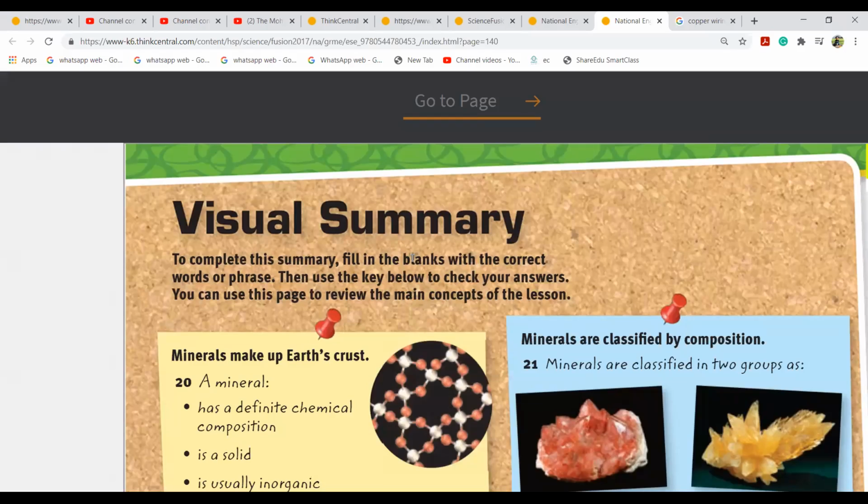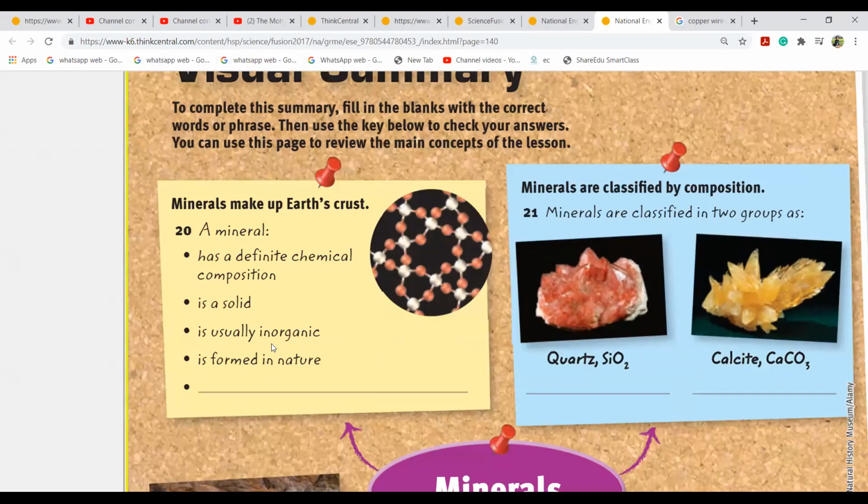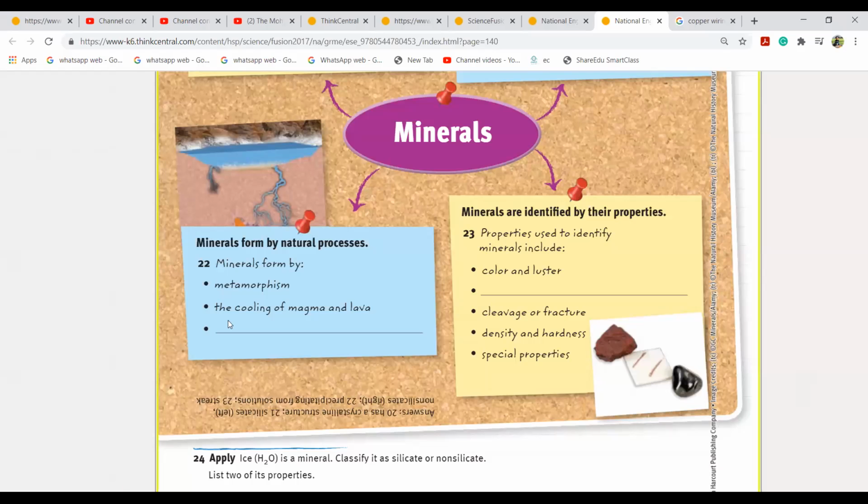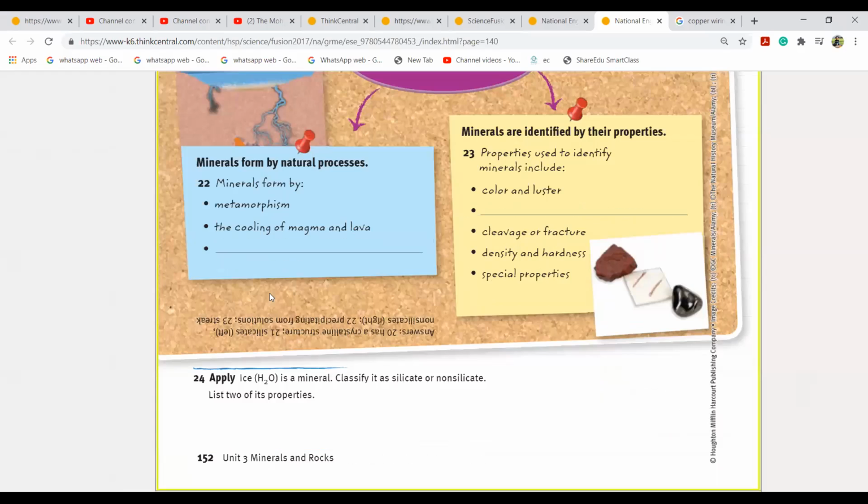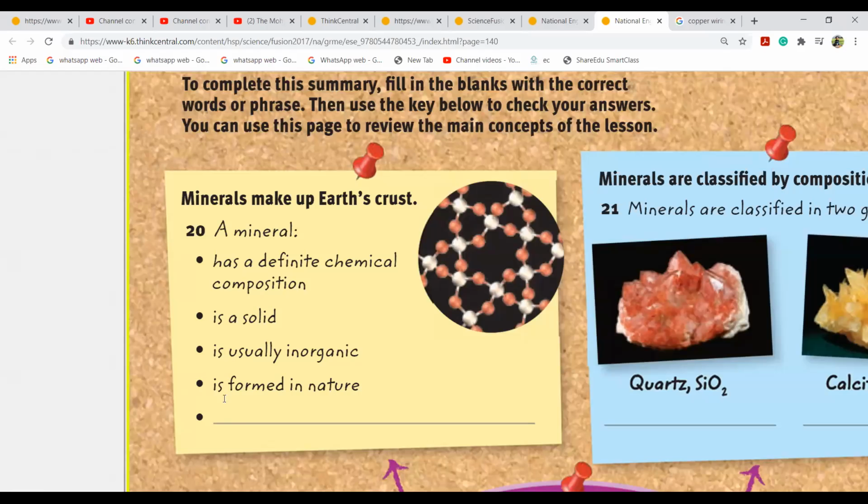A mineral has a definite chemical composition. It's a solid. It's usually inorganic. It's formed in nature. And what is the next one, girls? What else can you write? It has a crystalline structure. That is page number 152. It has a crystalline structure.